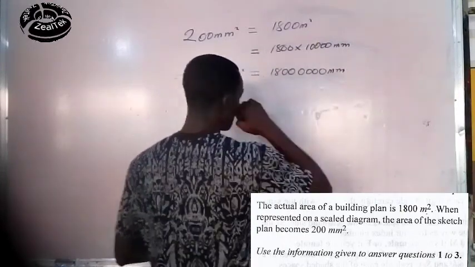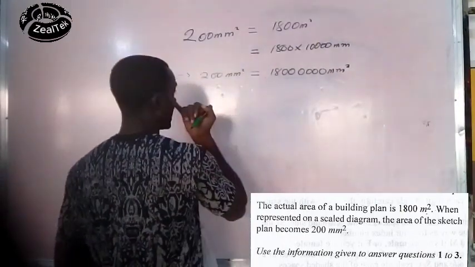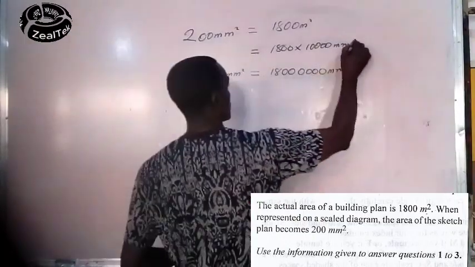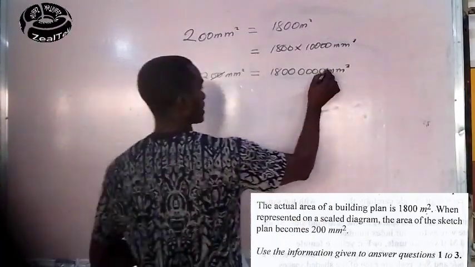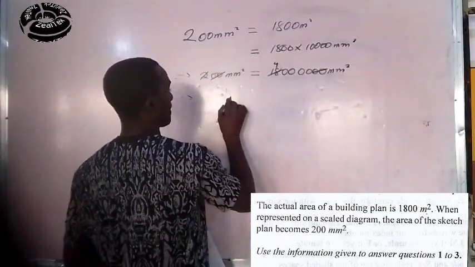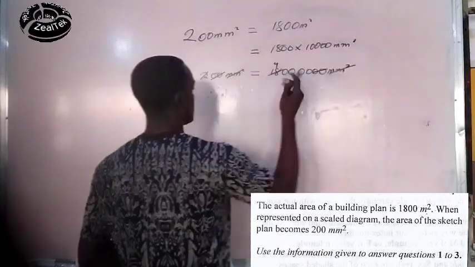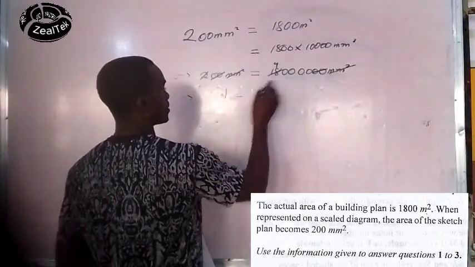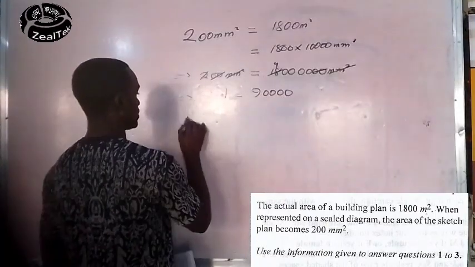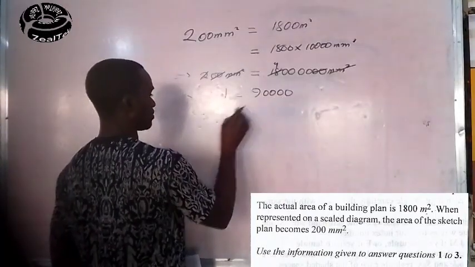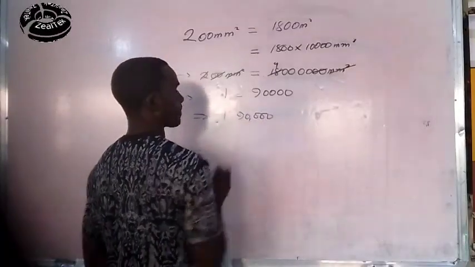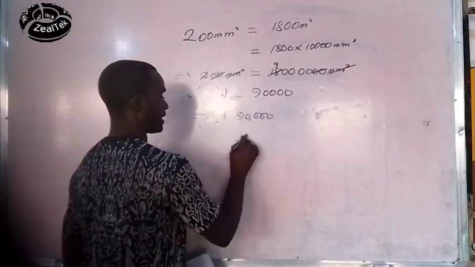Millimeters square. Alright? Now, in this case, we can divide this one and give us this one. 2 we cancel here, giving us 9. Therefore, millimeter can cancel millimeter. So the ratio becomes 90,000. Therefore, the ratio now becomes 1 to 90,000. And this gives us the answer B.